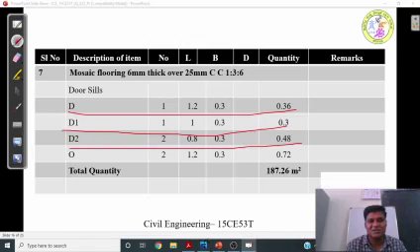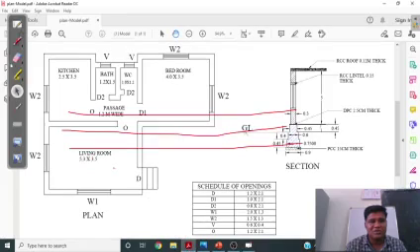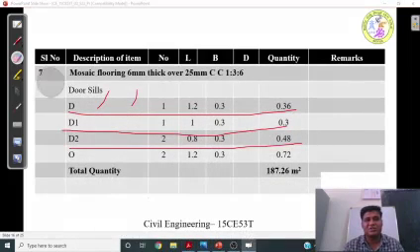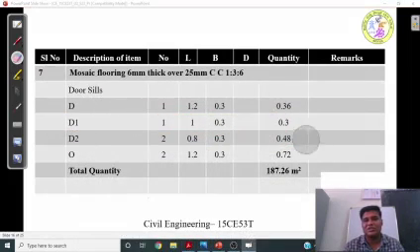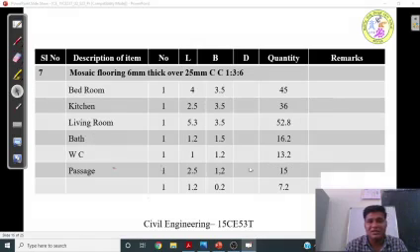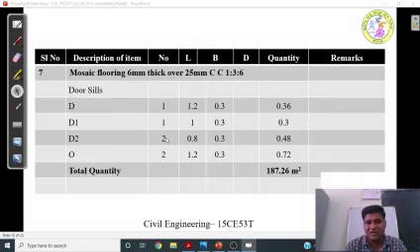D2 is two numbers. Two sills are there. So 0.8 into 0.3, 0.3 is the wall width and 0.8 meters the length. So then you are going to add all the quantities from all the room areas or the floor area to the door sills. You are going to add to get the total quantity of flooring required. So in this manner you are going to calculate the flooring.